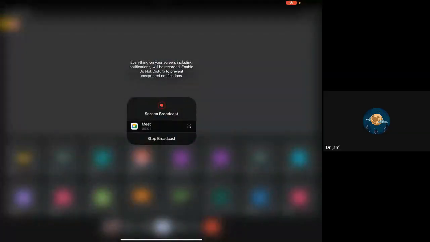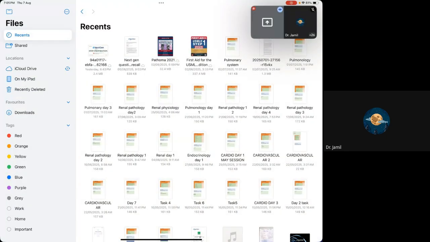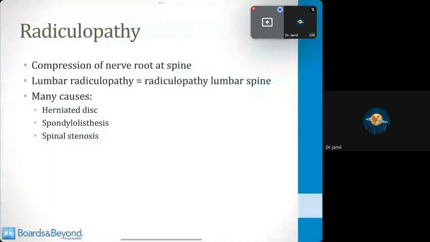So today we are going to continue our lecture on MSK. As you know, we did a lot of nervous supply. We did upper limb, we did lower limb. The topic we are going to discuss today is radiculopathy. It's really important, and you are going to have a lot of MCQs on your due word as well as on your real exam from radiculopathy, right?